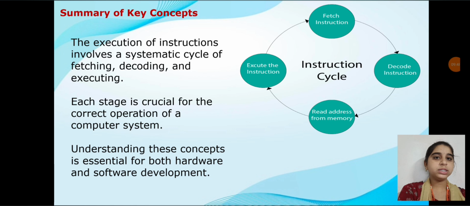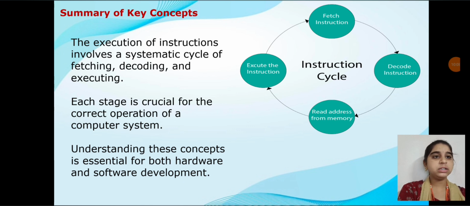Summary of key concepts. Execution of instructions involves a systematic cycle of fetching, decoding, and executing. Each stage is crucial for the correct operation of a computer system. Understanding these concepts is essential for both hardware and software development.